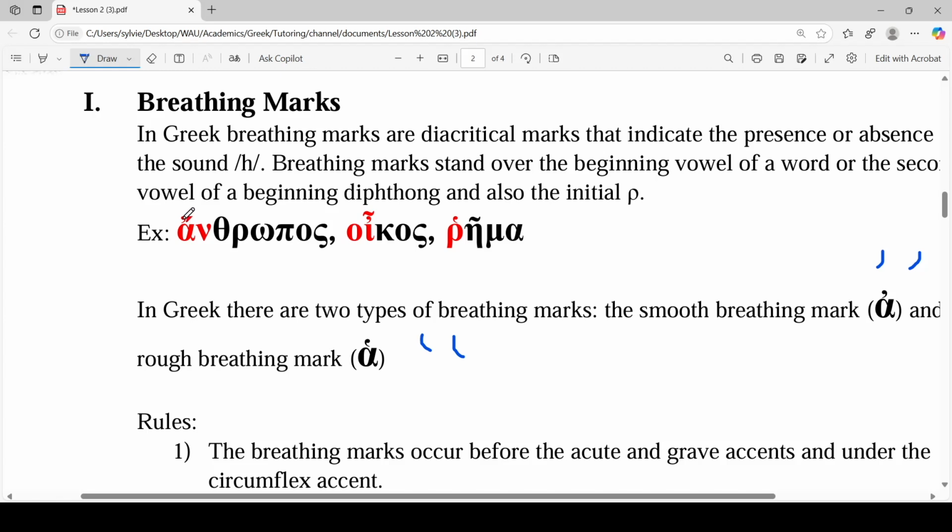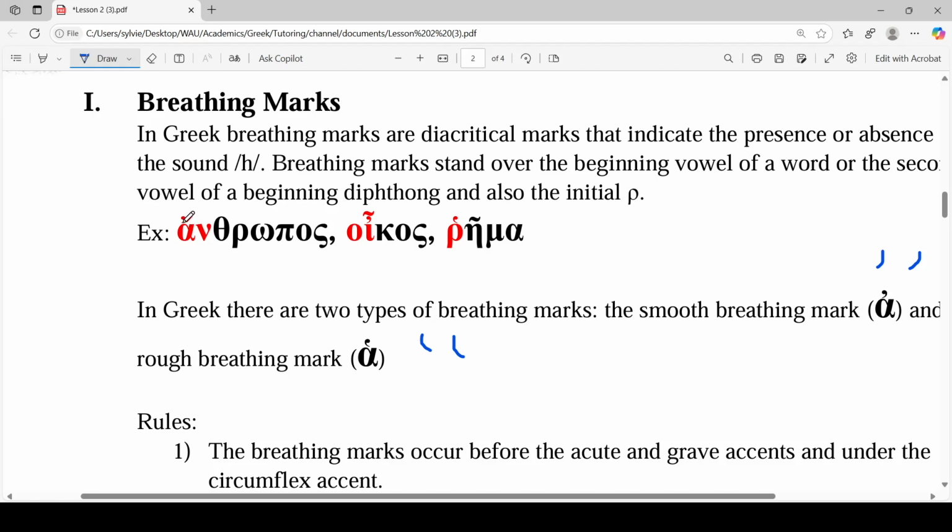And this is which one? The rough or the smooth? It goes down to the left, so it's the smooth breathing mark over the alpha, because the alpha is a beginning vowel.